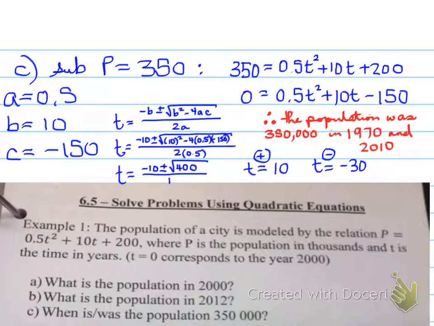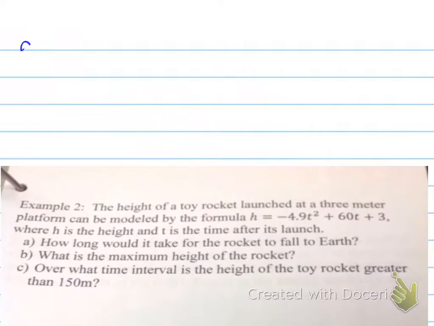All right, moving forwards. We've done this question. Let's look at another one. Here's example number 2. Example number 2 says the height of a toy rocket launched from a 3-meter platform can be modeled by the formula h equals this equation, where h is the height and t is the time after its launch.